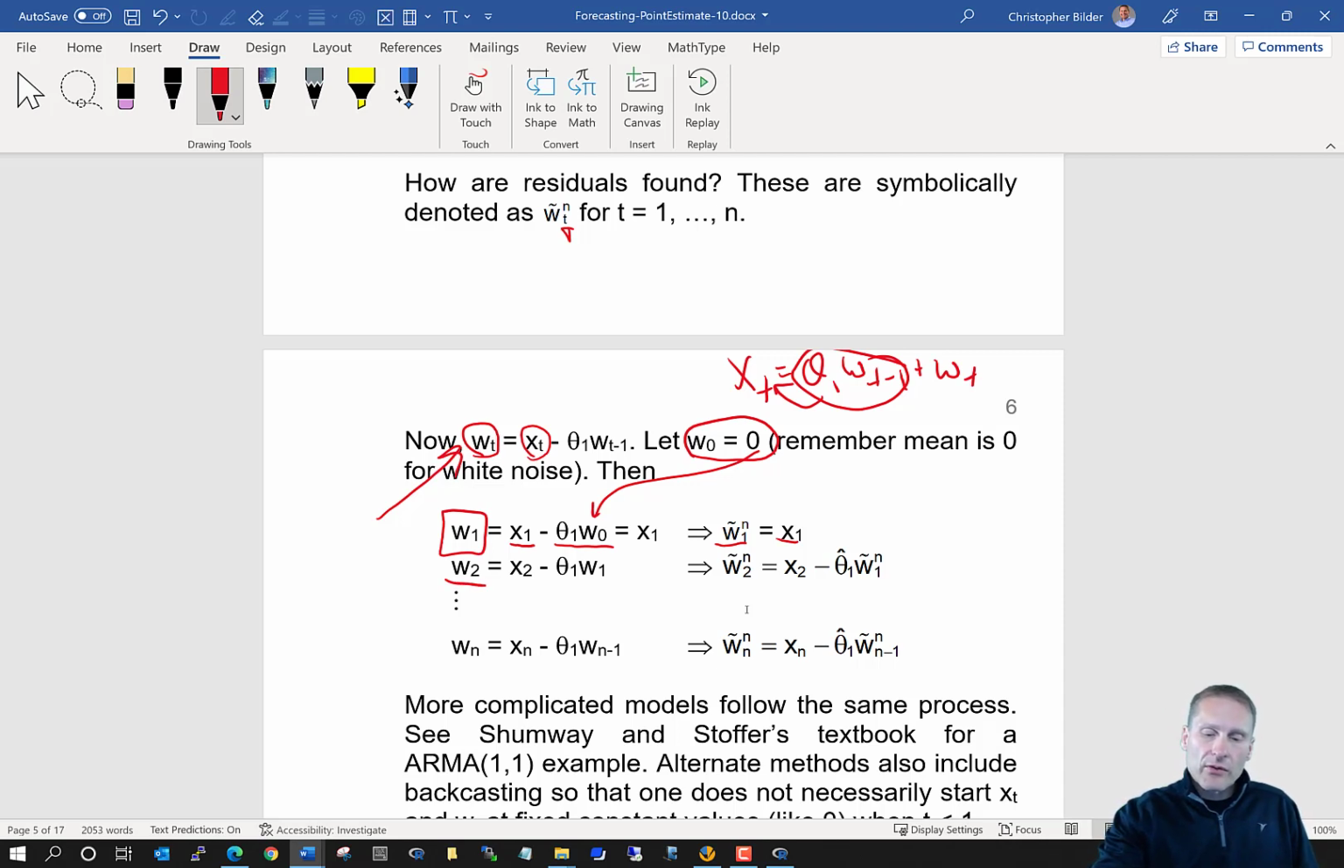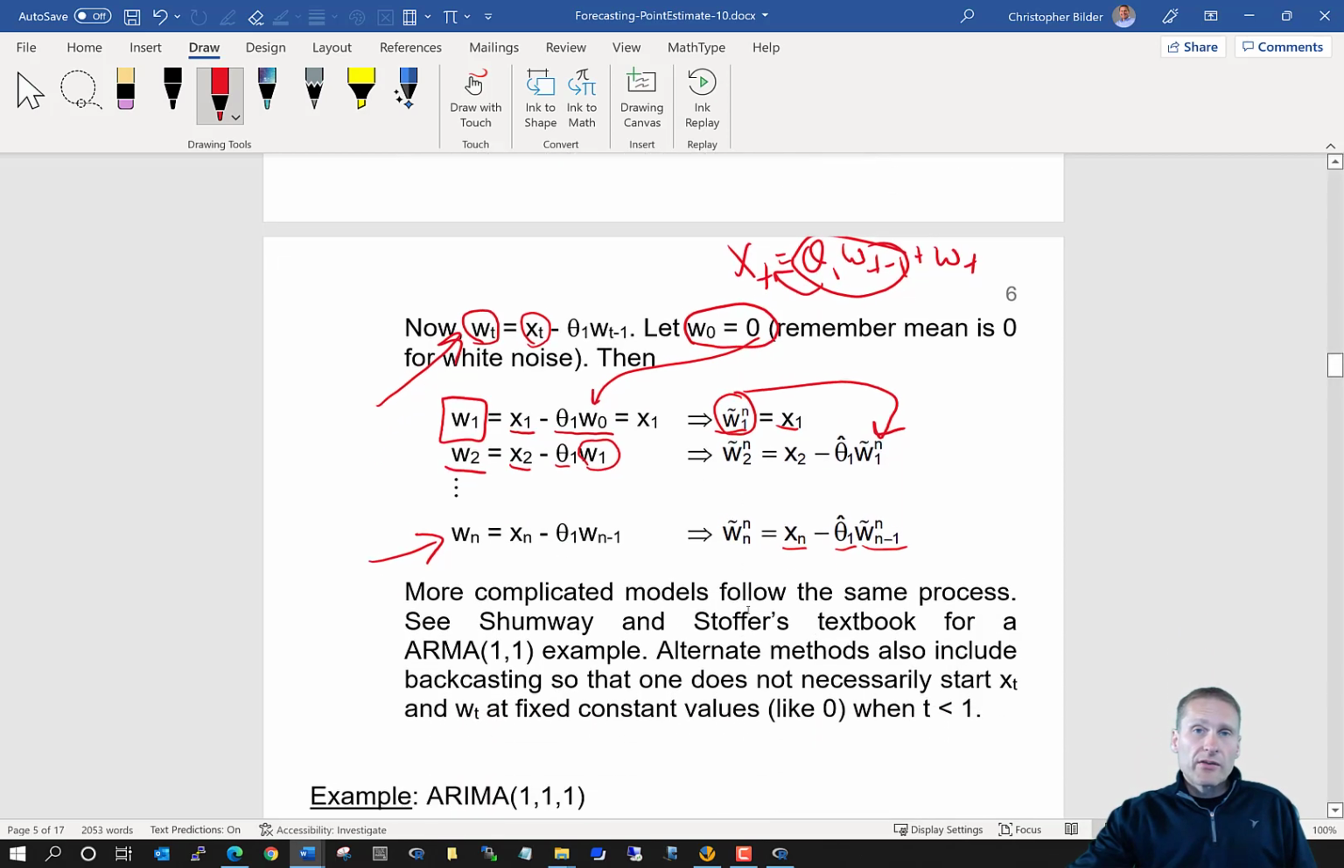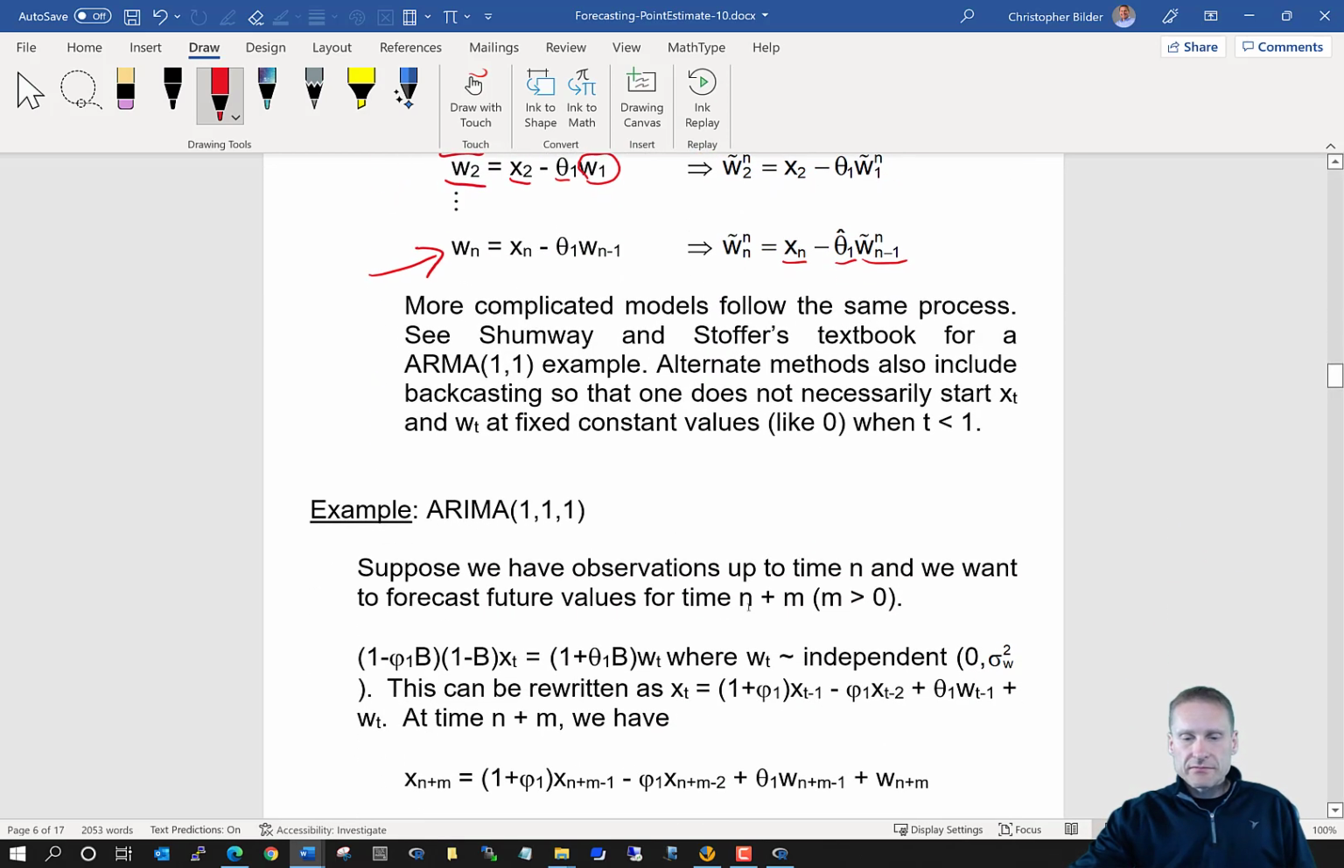Then for time point 2, I take x2 minus theta 1 times, well, what I have for W1. How are we going to find that W1? Well, let's just put in what that first residual is. So in other words, that's going to be x1 right there. And we can keep on going and iterating through this process until you get to Wn. And W sub n tilde with a superscript n then is x of n minus theta hat 1 times that previous residual. So you can see it can take some work to actually find these kinds of residuals.